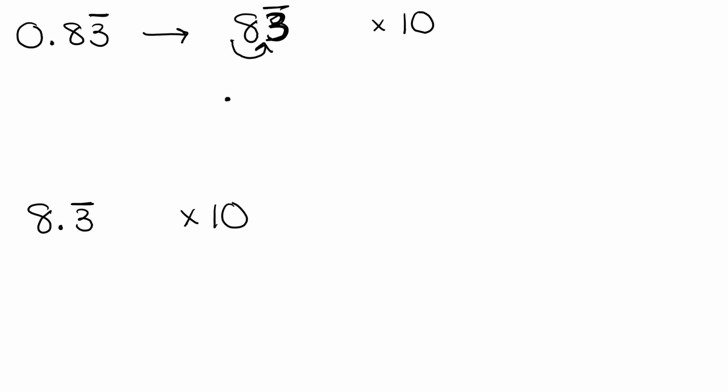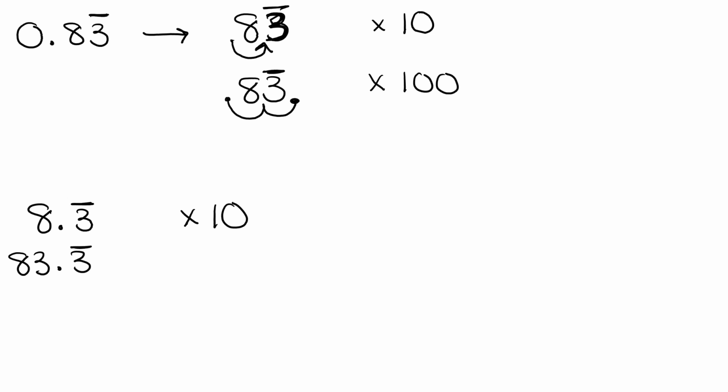Remember, we're going to do it again. We take our original number, 0.83 repeating, and we move the decimal to the back. Because we moved it 2 times, that is multiplying by 100. So my new decimal is 83.3 repeating. And again, that means that we're multiplying by 100.